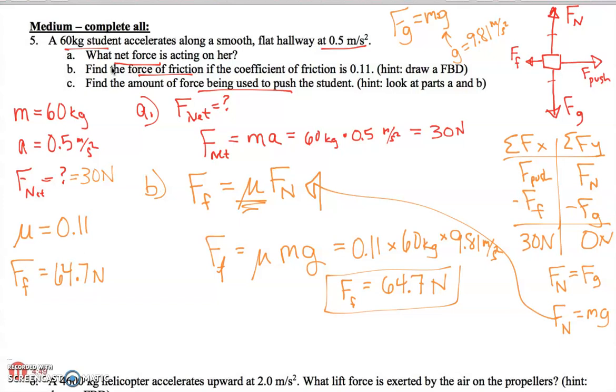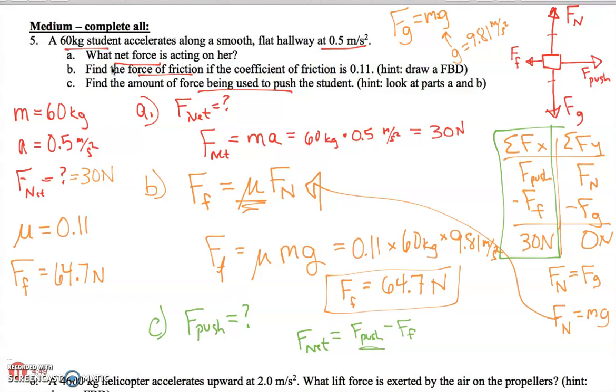So then we can move forward to part C, where we can go ahead and say, what is the amount of force being used to push? So that's force push equals question mark. That's what we're looking for. And so to do that, I'm going to go ahead and look at my x direction. And I'll say, oh, well, since I know that the net force is actually equal to the force push minus force friction, I can go ahead and solve for force push.